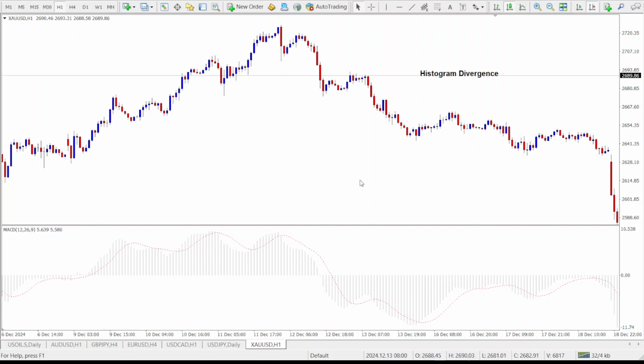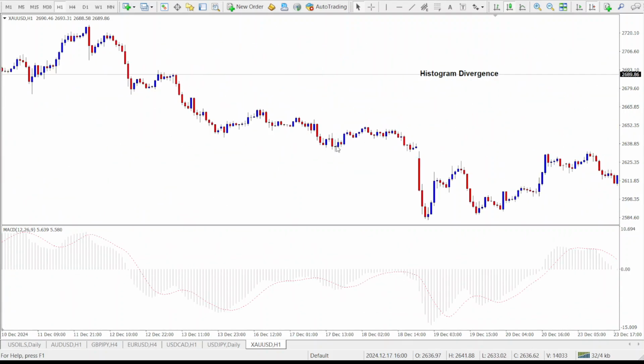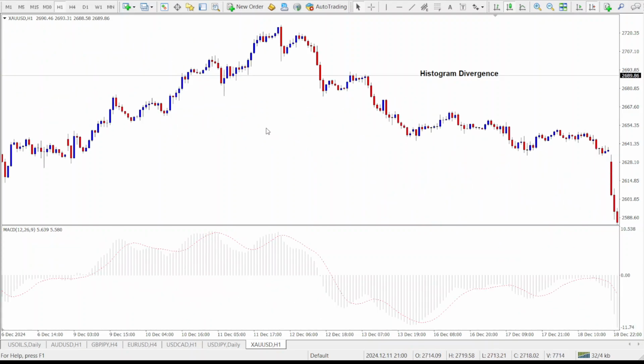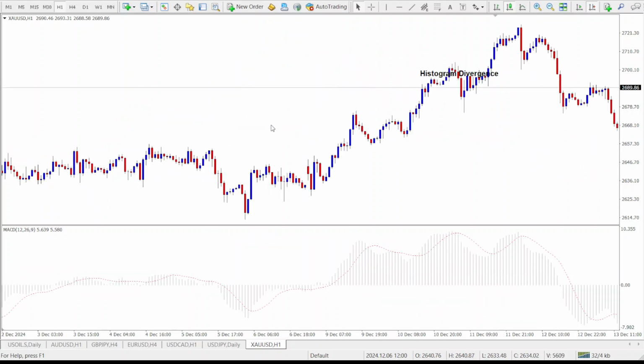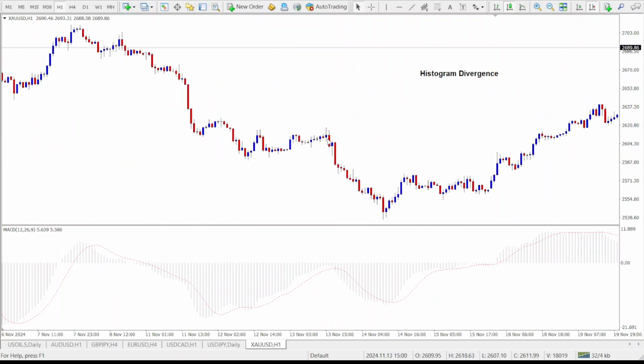Basically, whenever you have the price action moving in one direction, let's see if we can spot something like that real quick. Let's see if we can find a quick example. All right, we can see we were having price action moving in the downward direction, and the histogram from the MACD was moving in the opposite direction.